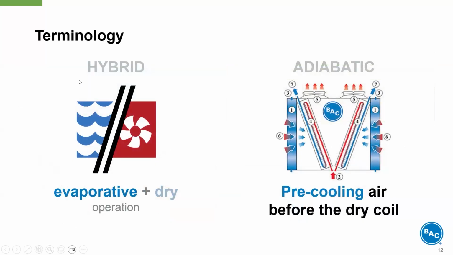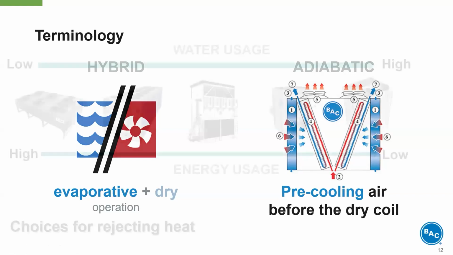Just a quick point on terminology as we proceed here. At BAC, we distinguish between hybrid technologies and adiabatic. So when I say hybrid, what I'm referring to is a product that can use both evaporative and dry cooling, versus an adiabatic product, where we are pre-cooling the air before it reaches the coil. So in an adiabatic unit, your coil or your heat exchange surface is always dry. I think that's an important distinction.